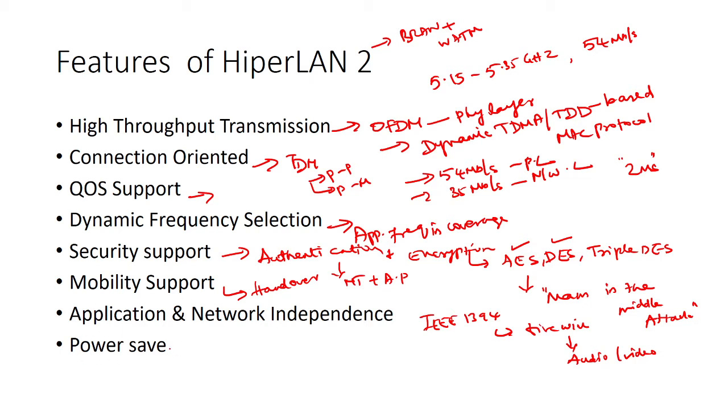Then comes the power save mode. Power save mode is that the Hyperlan 2 devices will be in sleep mode and wake up mode. So what is sleep mode? Sleep mode will save power. How will sleep mode save power? It will have shorter latency. Latency means you have less delay. And in case of wake up mode, it consumes low power.